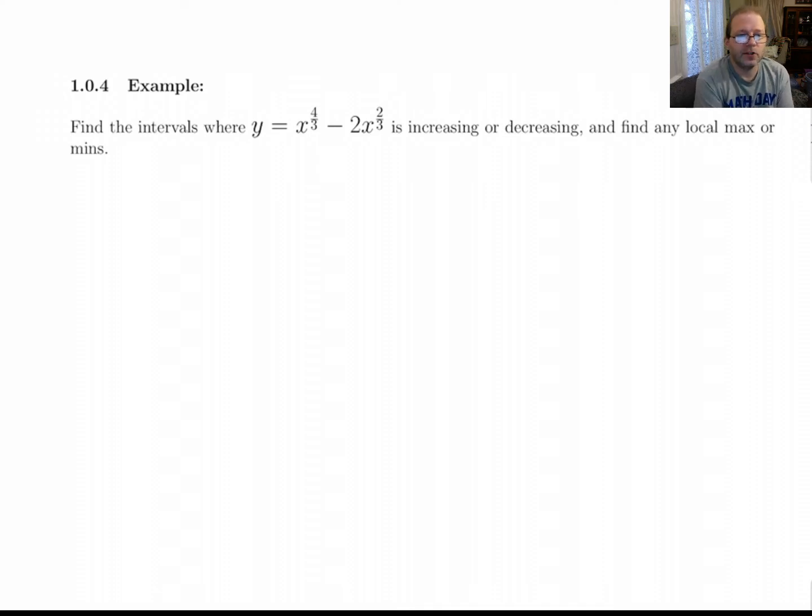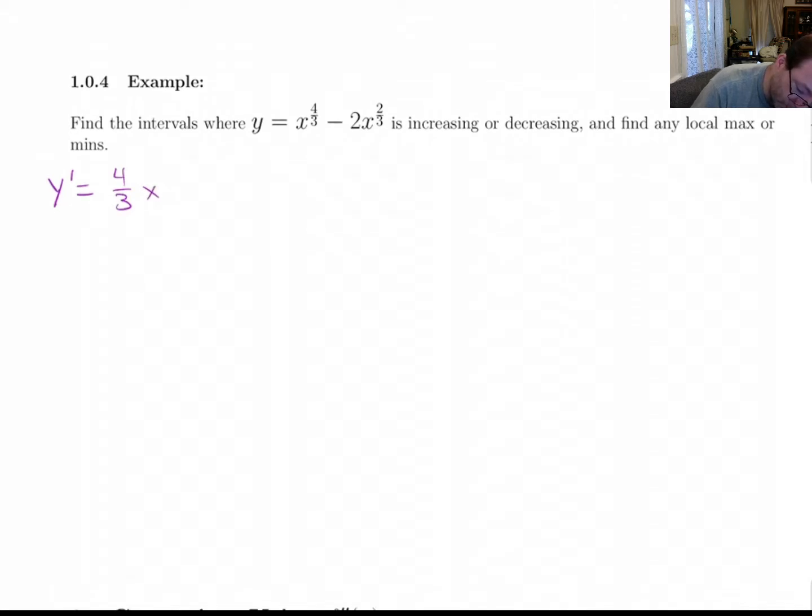Okay, let's do another example, finding where this function is increasing or decreasing and finding any local maxes or mins. All right, so that's my y. So y prime is going to be 4/3 x to the 4/3 minus 1, which is 1/3. Then this will be 4/3 x to the 2/3 minus 1, which is negative 1/3.